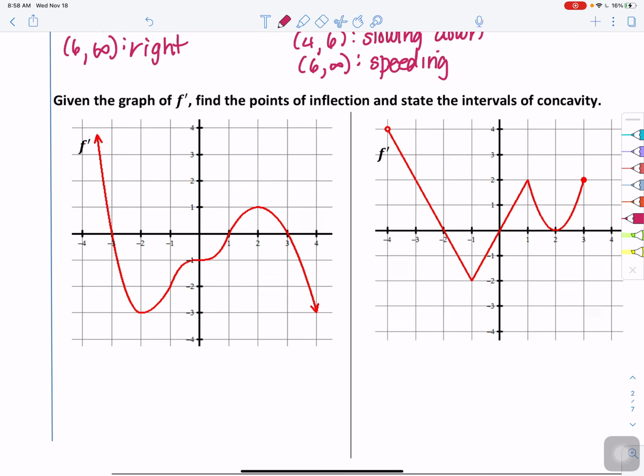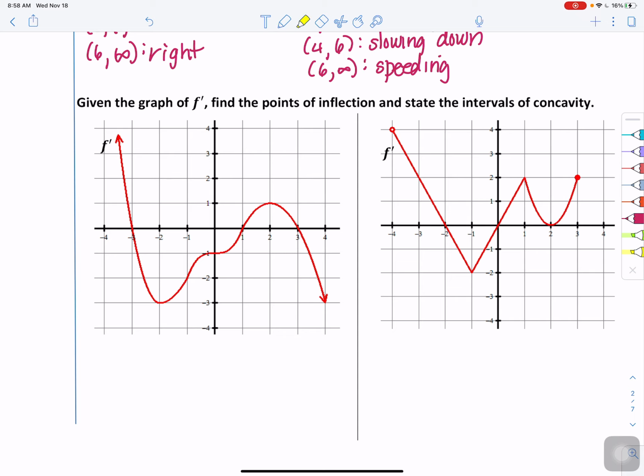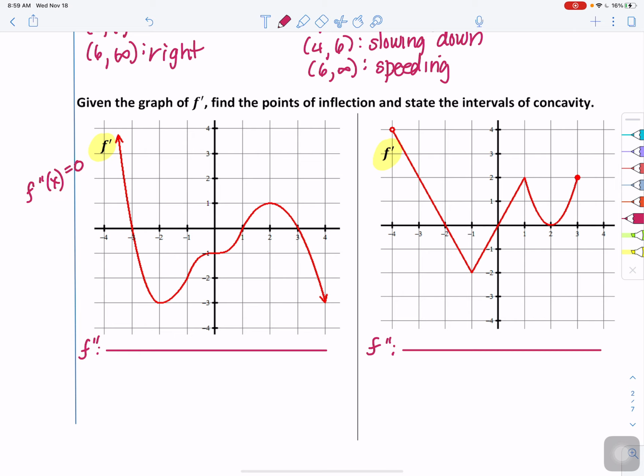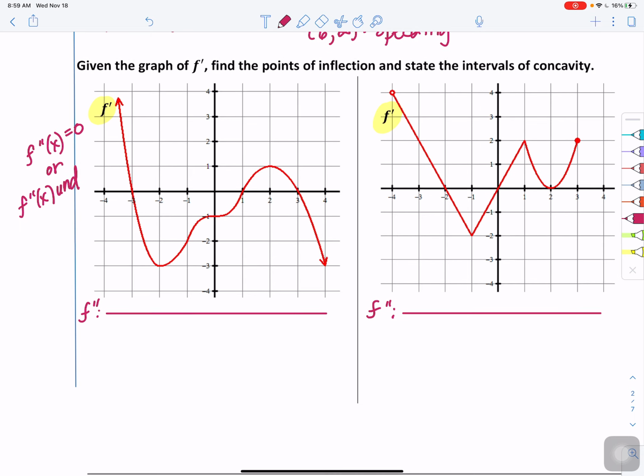Finally, we conclude this with a really great part. The first thing I want you to know is these are F prime charts. These are not F. So what I'd like to see you do is make an F double prime chart for these. Because the question asked about concavity, I am not going to make an F prime chart. Now, what's the relationship? We're going to look where F double prime is equal to 0 or F double prime is undefined. That's what we're going to be looking for and putting on our chart.